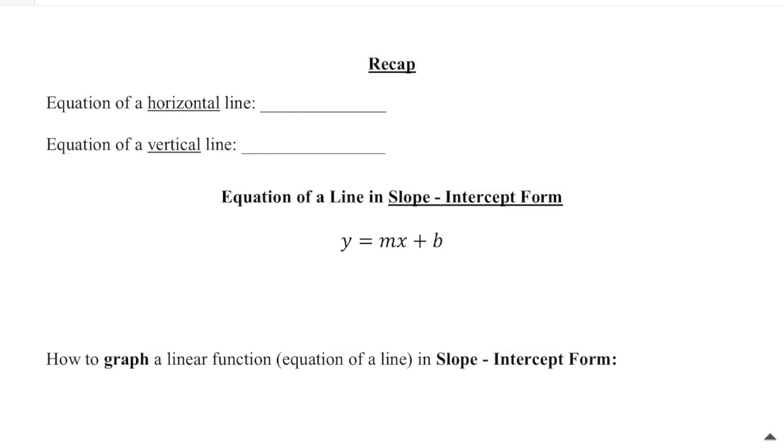Alright guys, so before we get into the main point of the video, which is slope-intercept form of a line, we're going to just recap really quick about horizontal and vertical lines because you have a quiz next class. The equation of a horizontal line is y equals b, or y equals a number, and the slope is 0. For a vertical line, the equation is x equals a, or x equals a number, and the slope is undefined.